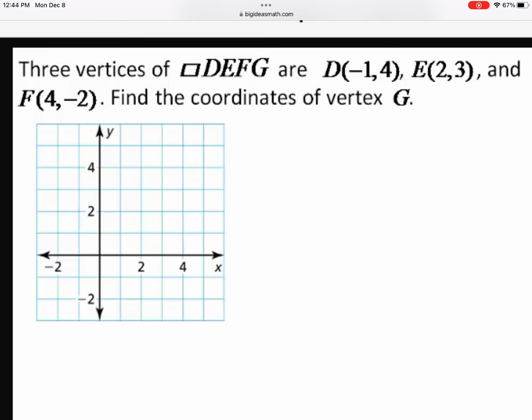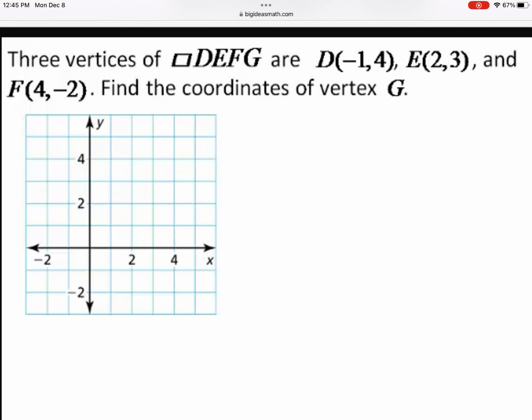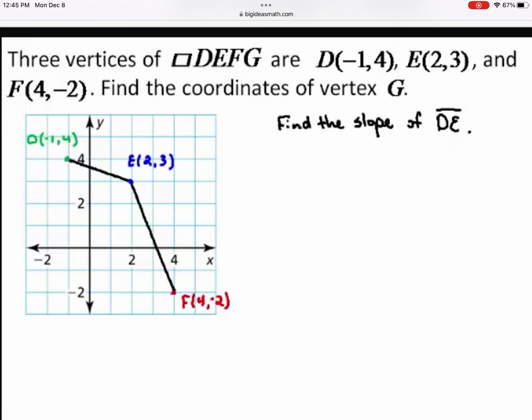Three vertices of parallelogram DEFG are D(-1, 4), E(2, 3), and F(4, -2). Find the coordinates of vertex G. Plot your points D, E, and F. Then connect the points using line segments. Find the slope of line segment DE. Because DEFG is a parallelogram, opposite sides must be parallel.